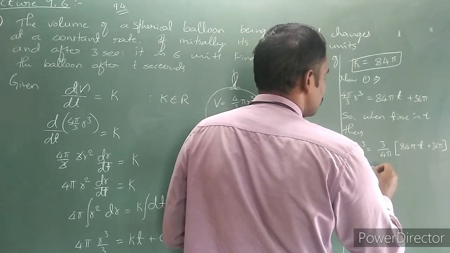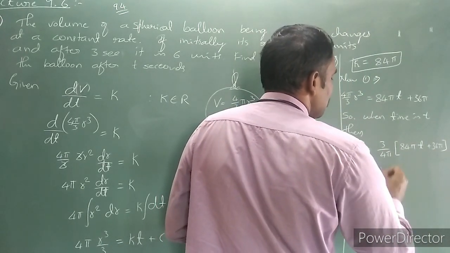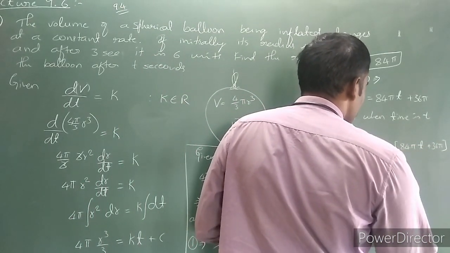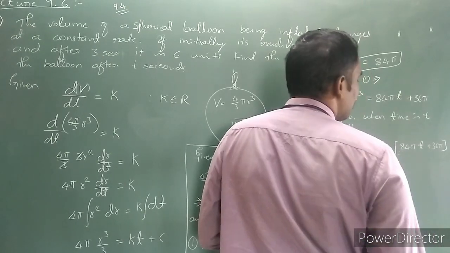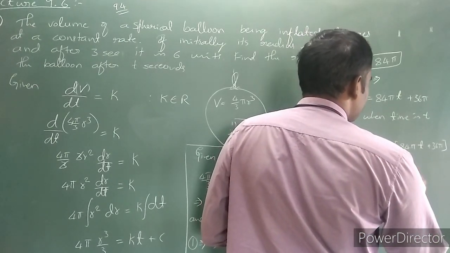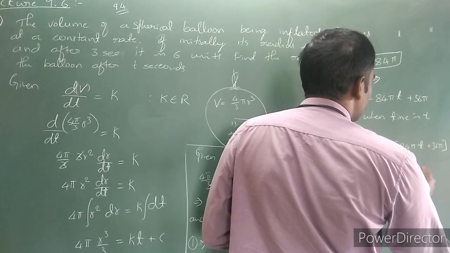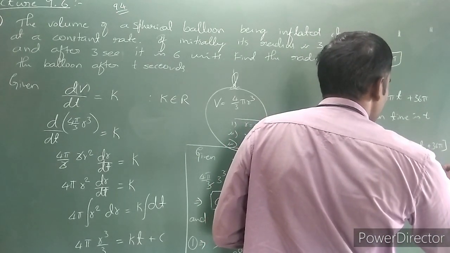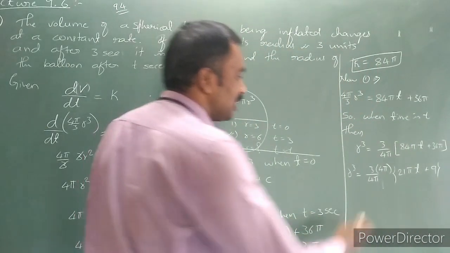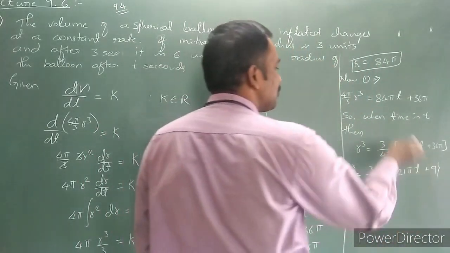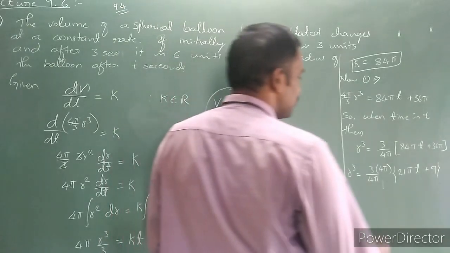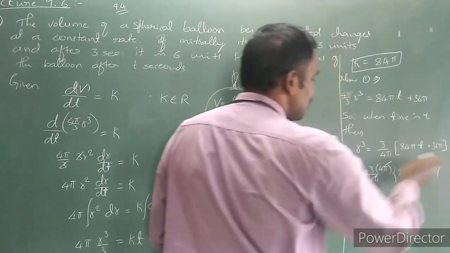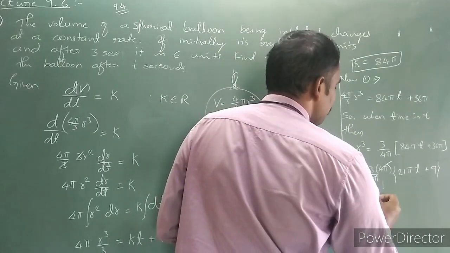R cube is equal to 3 divided by 4 pi. Is 4 pi common in the numerator? Yes, 4 pi is common. After taking 4 pi as common, what happens? 21 pi into t plus 9. Multiplying this out, we get the previous result. Yes, obviously we get the previous result. 4 pi will cancel. R cube is equal to 3 into the bracket.